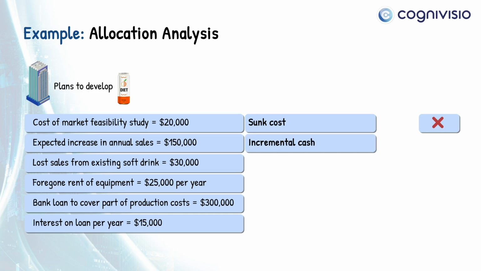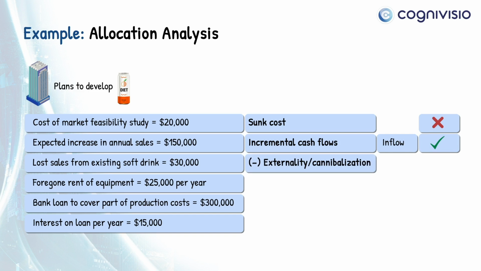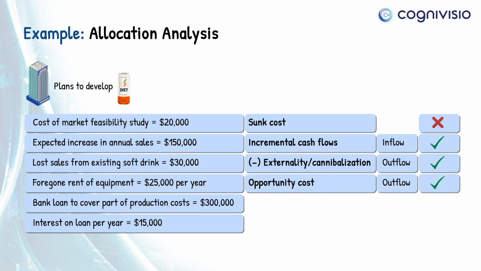The annual sales of $150,000 should of course be included as an inflow. The lost sales on the existing product represents a negative externality or an instance of cannibalization, and therefore, should be included as an outflow. The rent from the equipment would be lost if the project is undertaken, and therefore represents an opportunity cost, which should be also included as an outflow. Finally, the interest expense is a financing cost that should not be included in the cash flow calculation.